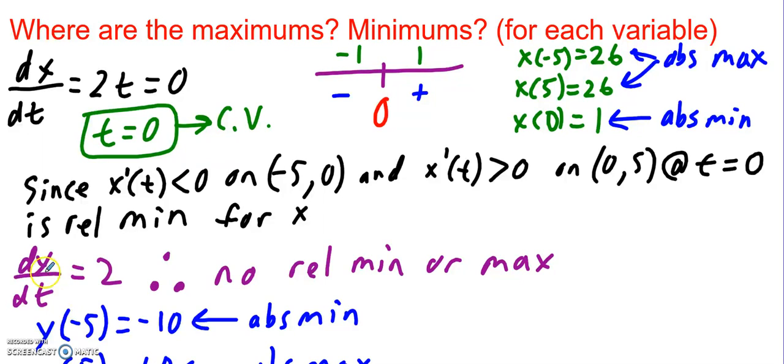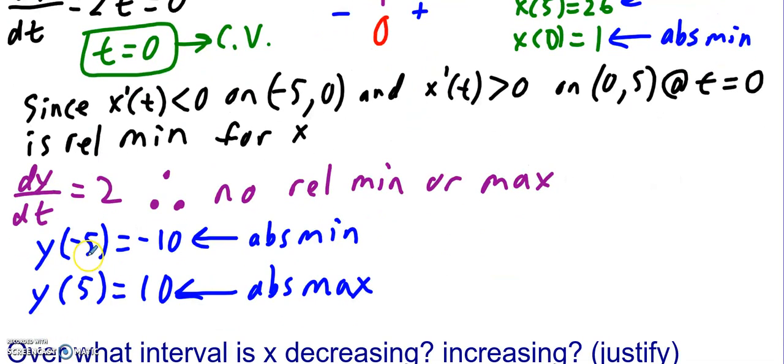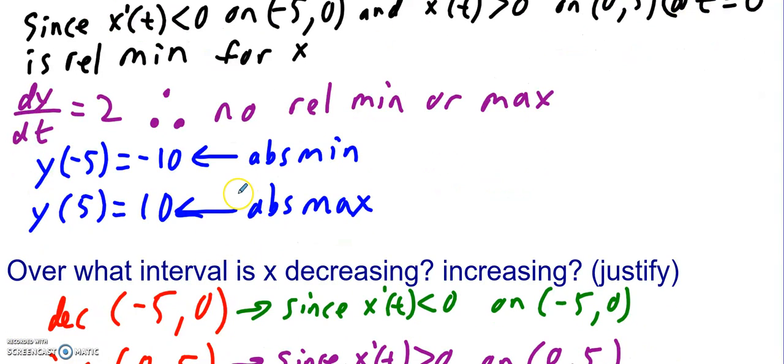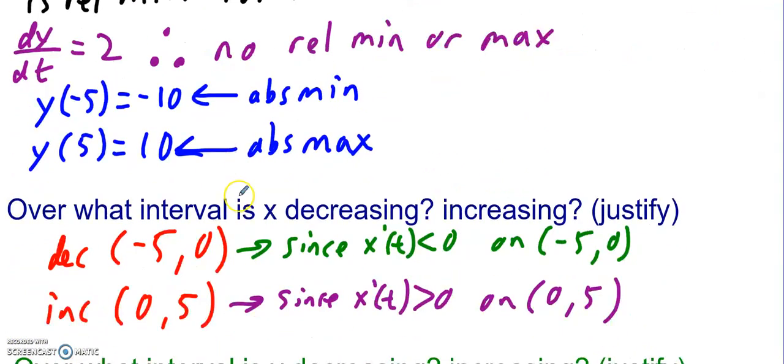So what about dy/dt? Well, what about y? Well, dy/dt equals 2, so there is no relative minimum or maximum because there's no critical value there. I can check the endpoints though. y of -5 is -10, so that's going to be the absolute minimum, and y of 5 is +10, so that's going to be the absolute maximum. Remember, for absolutes, we don't need to use derivative speak.